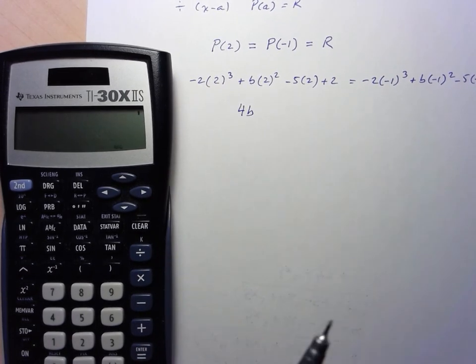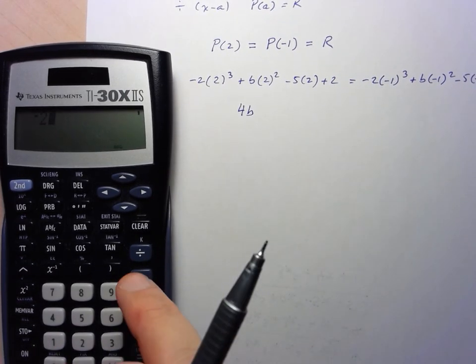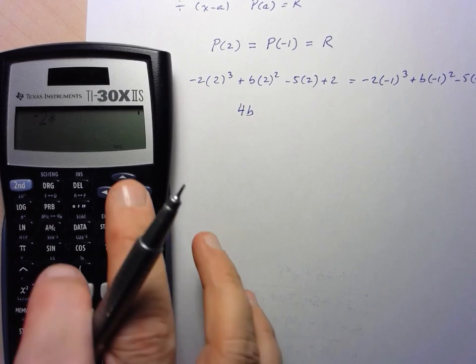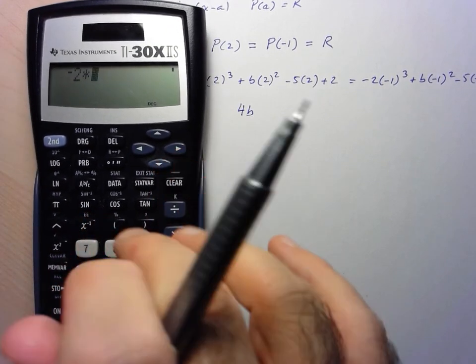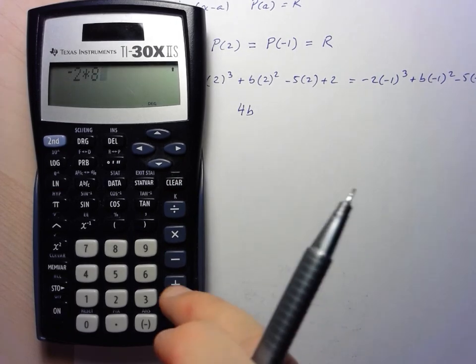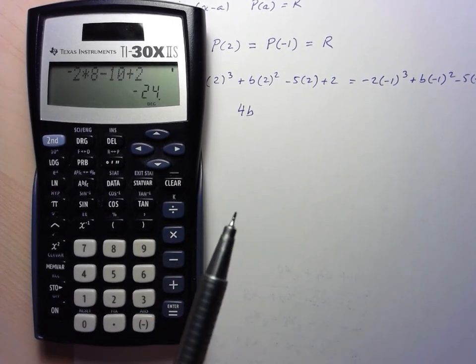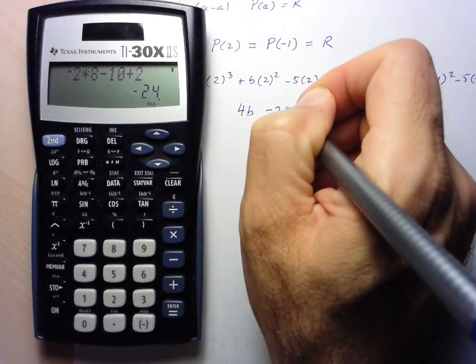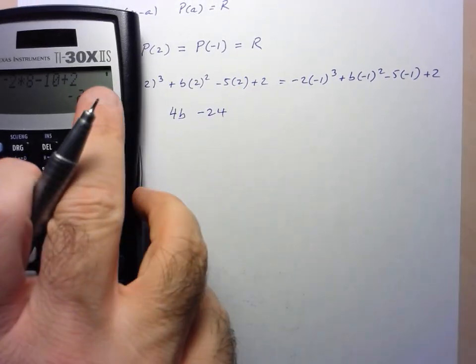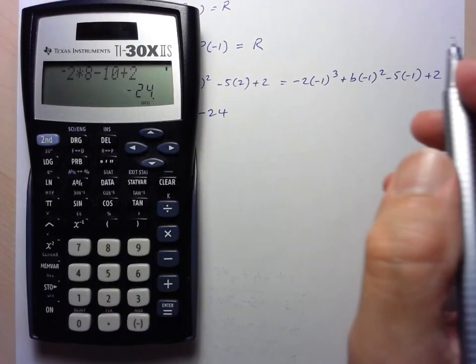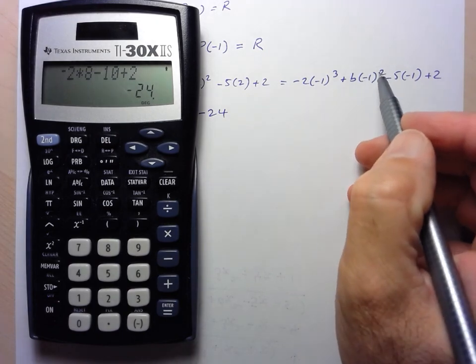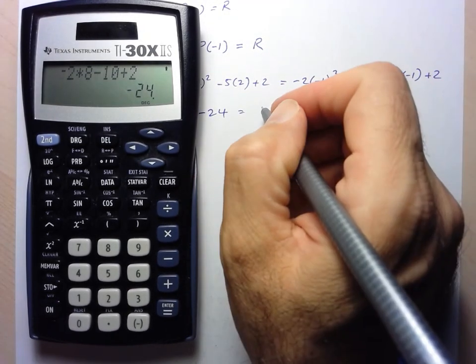Okay, so we've got negative 2 times 2 cubed is negative 16. Okay, what else do we have? We have minus 5 times 2, which is minus 10, plus 2. Okay, so we've got minus 24 on this side. Okay, and when we look on the right hand side, well, here I've got the negative 1 squared, which is just 1, so I'm just left with a b.